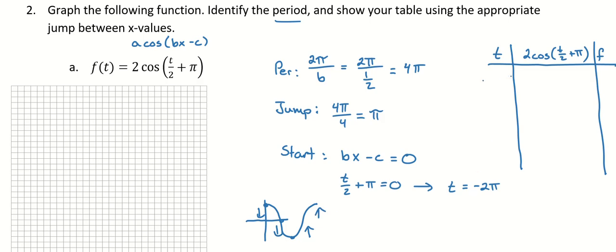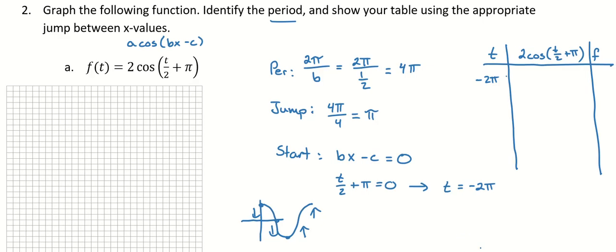We'll plug in negative 2 pi and we'll ensure that this works out. I'll check this very first value really formally to make sure that we get it right. If I plug negative 2 pi in for t, we are going to get 2 times the cosine of negative 2 pi over 2, which is just negative pi, plus pi. Okay, looking at this, I see that my argument is 0. So this is 2 times the cosine of 0, and the cosine of 0 radians is 1.